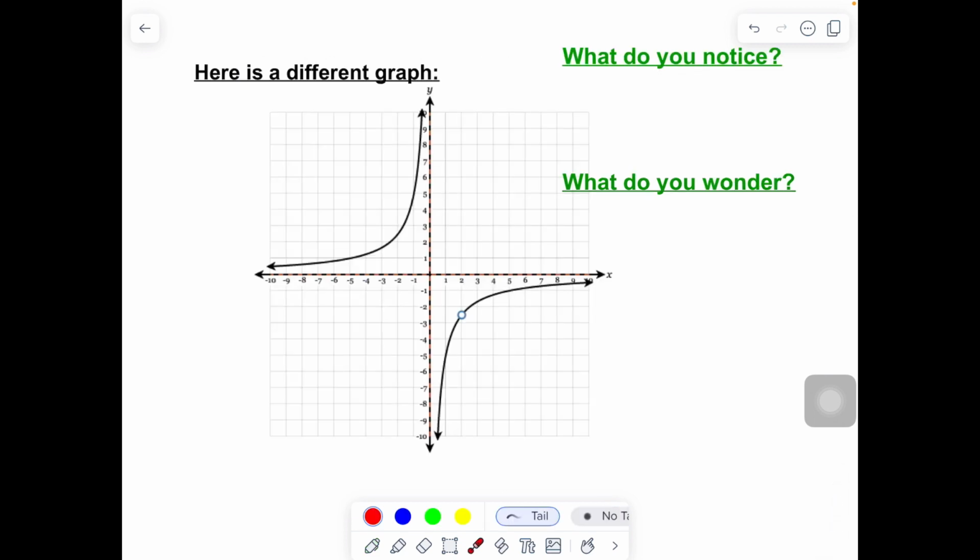Okay, on the next box, we have a different graph. When you compare this graph to the other graph, there are some differences. Think about what those differences are. And again, what do you notice on this graph? What do you wonder on this graph? Write down a couple things, and when I get back to class, we will discuss them. I want everyone to write down at least one or two things under the notices and under the wonders so we can have a discussion when I do return.